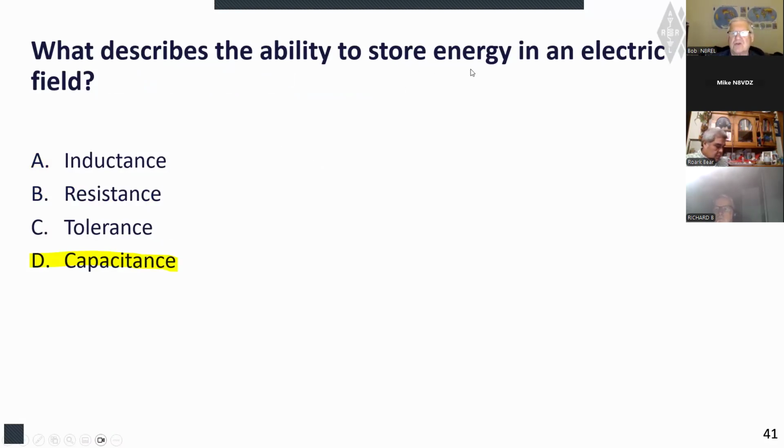The ability to store energy in an electric field, this is what Jerry was talking about. This is capacitance. This is an easy question. Storing energy in an electric field is capacitance. Storing energy in a magnetic field, that's inductance, which is probably the next question.